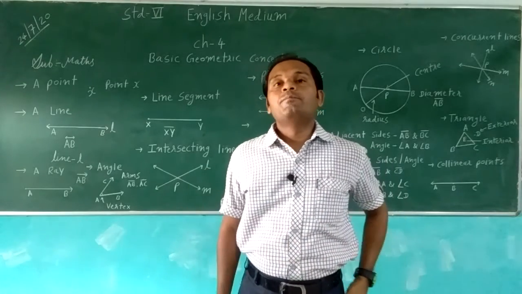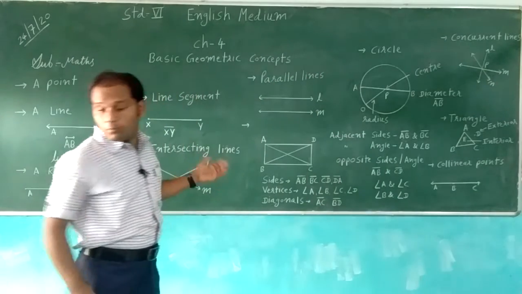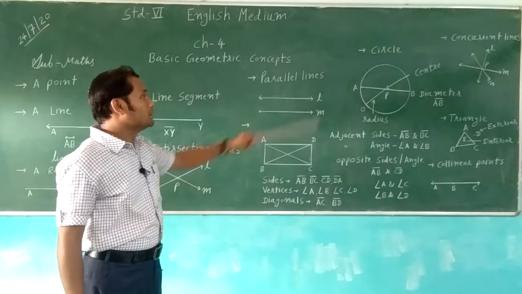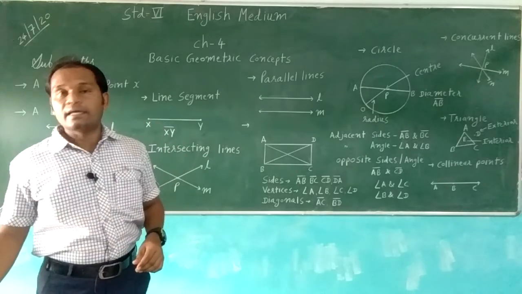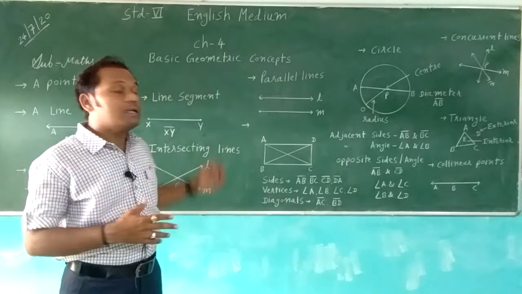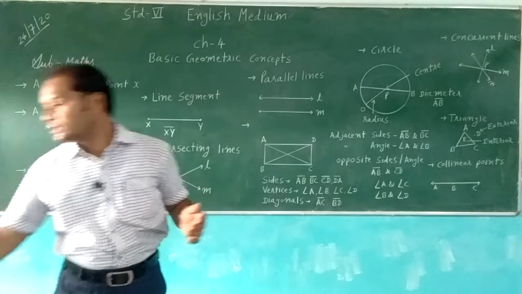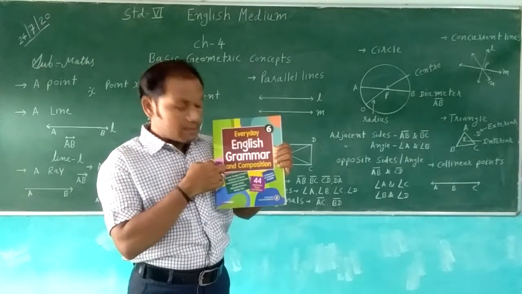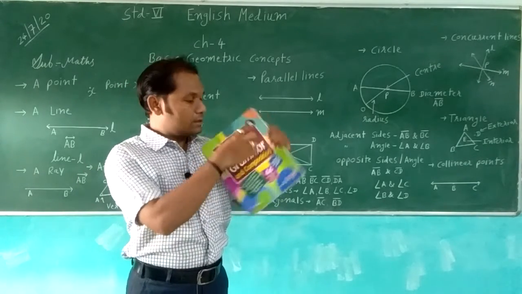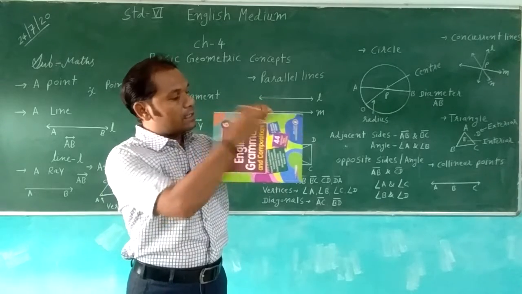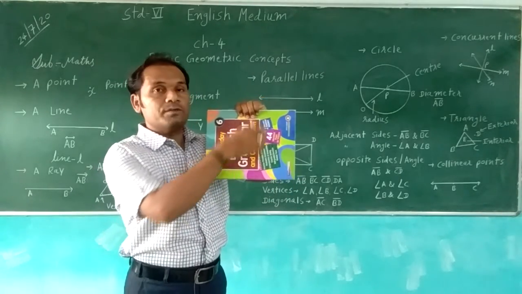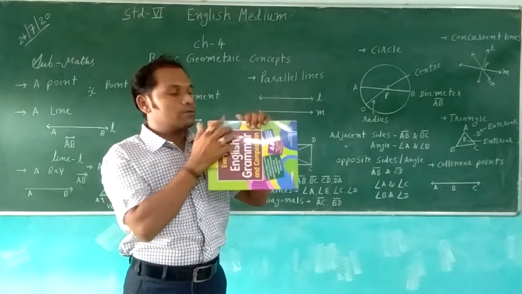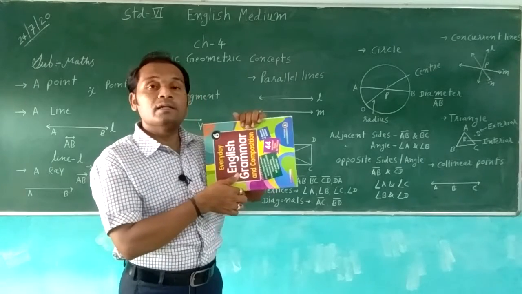So both are parallel. Here, the two sides of a board: one side and another side. These sides are parallel lines because they do not meet with each other. We have a book. The two sides of the book, this side and this side, are passing but do not meet with each other. They go at the same distance. So this side and that side are called parallel lines.